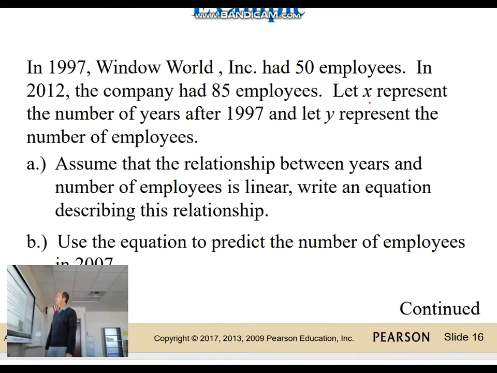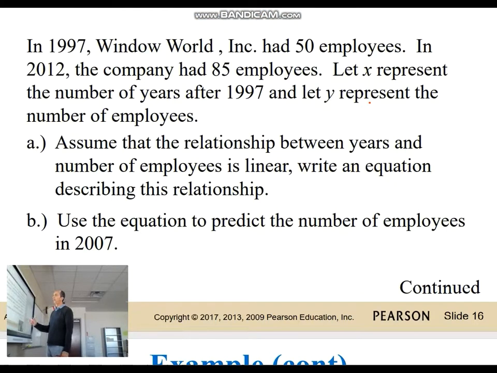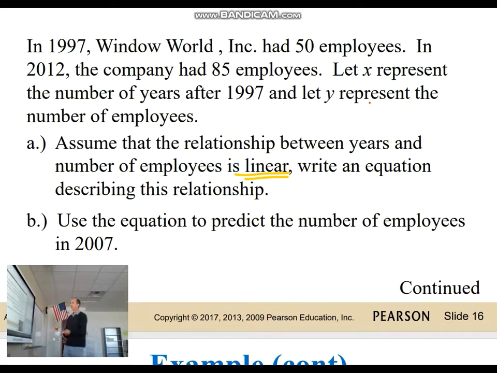In 1997, Window World Inc. had 50 employees. In 2012, the company had 85 employees. Let X represent the number of years after 1997, and let Y represent the number of employees. A. Assume that the relationship between years and numbers of employees is linear. It's important, so we will work with a linear equation. Write an equation describing this relationship. And B. Use the equation to predict the number of employees in 2007.